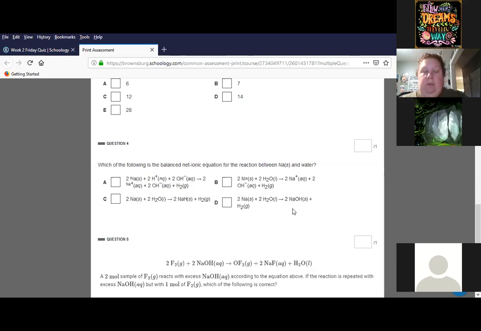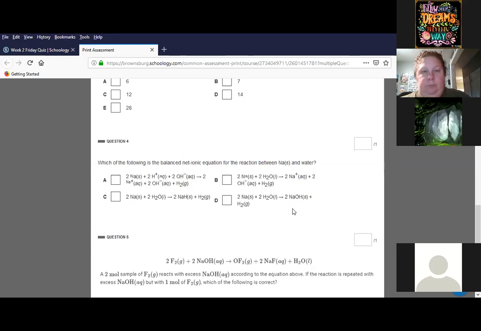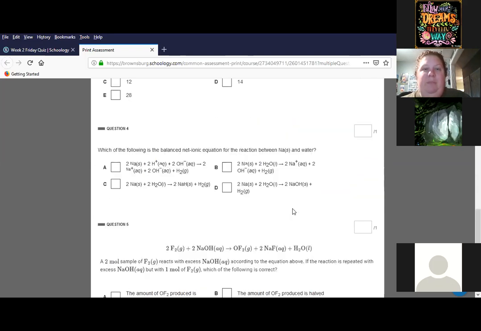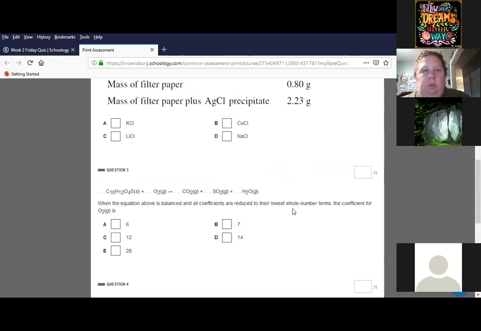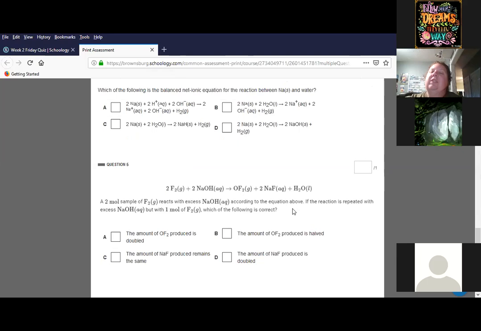And then the other question I had was the very last question, number 5. Well, my 5 might be different because I think they got shuffled. Oh no, it is the 5. Okay. So this is a stoichiometry mole ratio kind of question. If I initially start with 2 moles of F2, and then I reduce it down to 1, I have half of my reactant available to me now. So if I have half of the reactant, I'm also going to end up with half of my products, because it tells me that I have excess sodium hydroxide, so that's not going to influence my reaction.